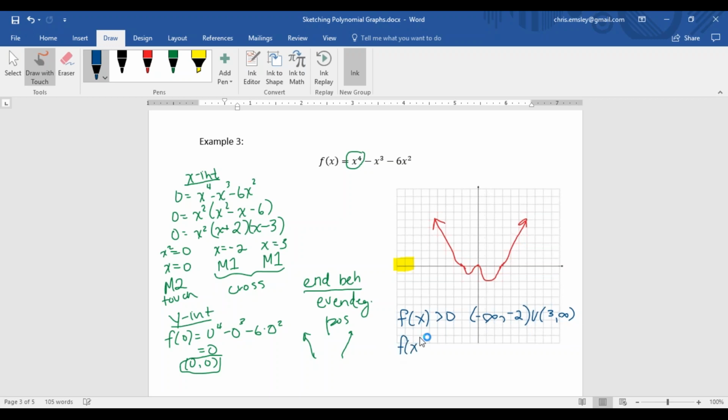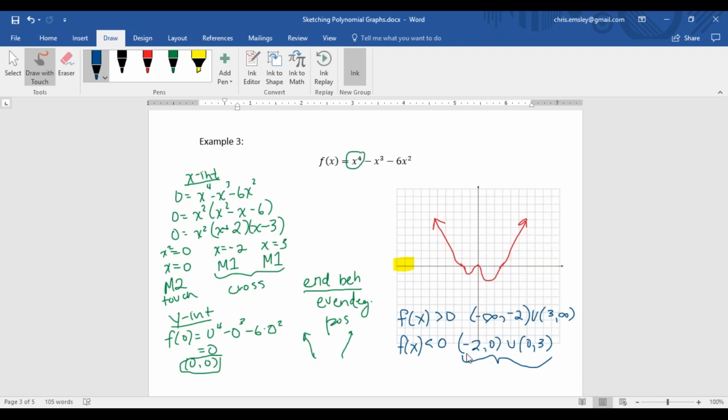And where is our function less than 0, or negative? It's negative in between here, -2 to 0, and 0 to +3. A couple things to note. We had to split this one up into 2 separate intervals because at x equals 0, our function's not negative, it's equal to exactly 0. So even though it doesn't cross back over into the positive, it still isn't negative at that point, so we have to split it into 2 pieces.